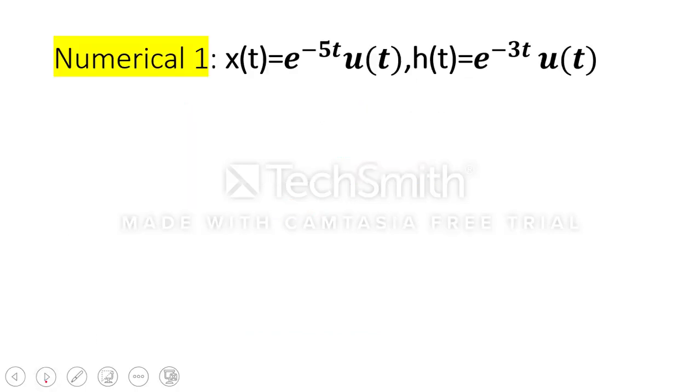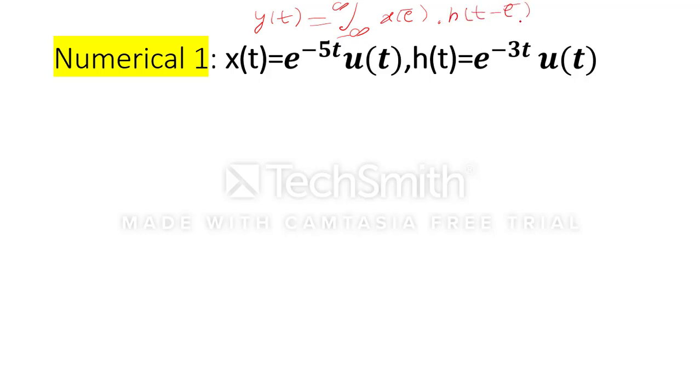Now we will take a numerical based on convolution. I will prefer a graphical method to solve the convolution numericals. As we have seen, the convolution formula is y(t) equal to the integral from minus infinity to infinity of x(tau) h(t minus tau) d tau.